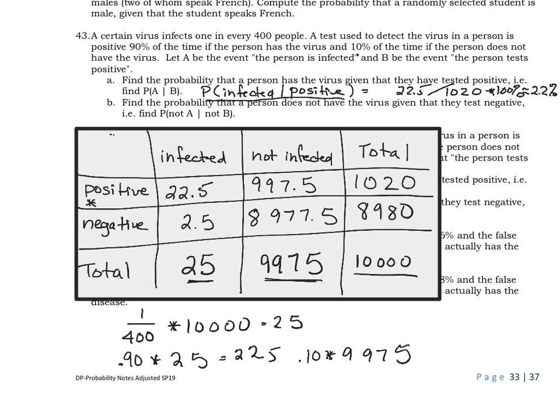Okay, B asks us to find the probability that a person does not have the virus. Okay, so they are not infected, given that they test negative. We really haven't done a lot of these, but that's okay. And this row is where all the people who tested negative are. So we're going to be dividing by 8,980 this time. And the number of people who were not infected was 8,977 and 5/10 times 100%.